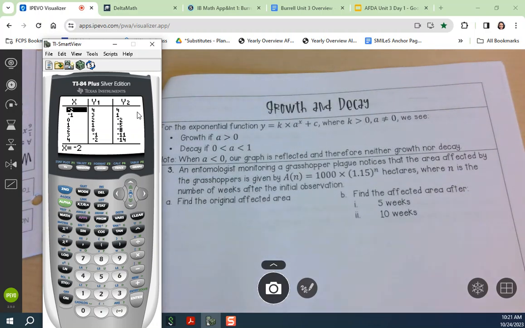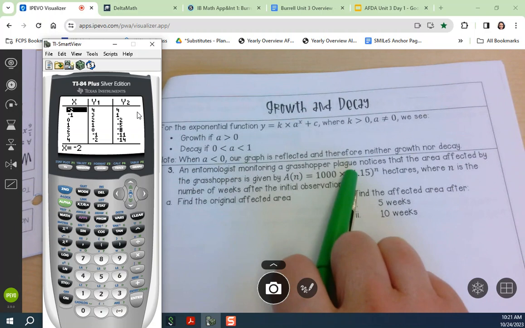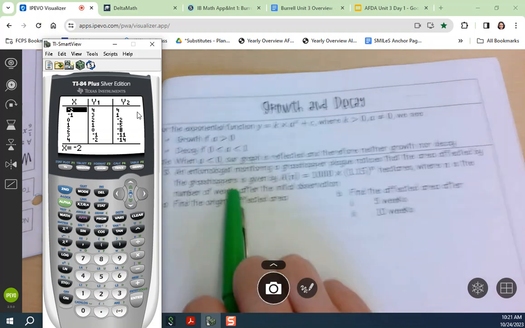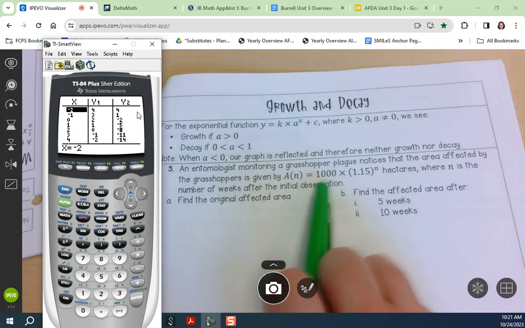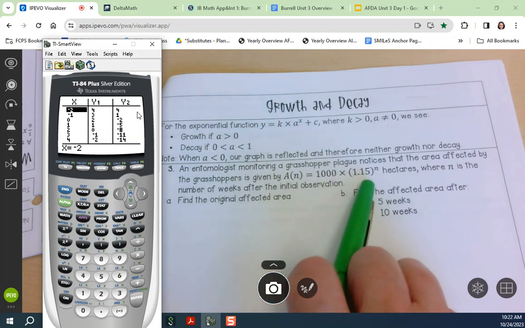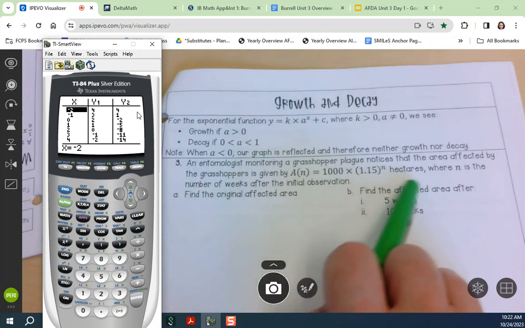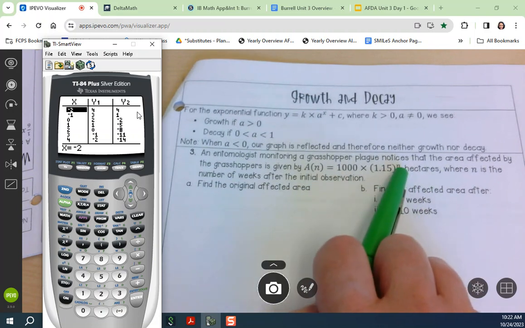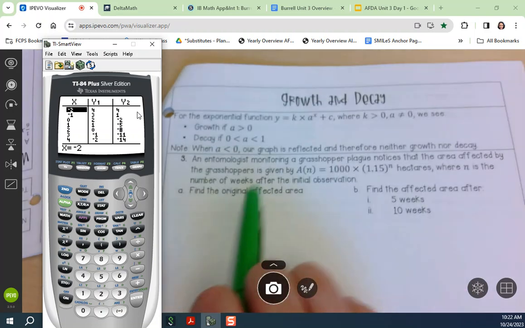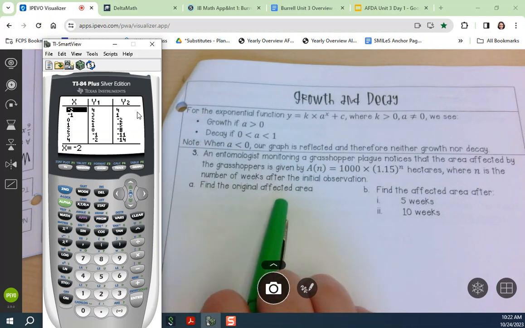All right, an entomologist monitoring the grasshopper plague notices that the area affected by the grasshoppers is given by this function, A of n equals 1,000 times 1.15 to the n hectares. I guess that's the way you measure area. I don't know what a hectare is. Does anybody else? All right, we're going to imagine it's the area, where n is the number of weeks after the initial observation. Find the original affected area.